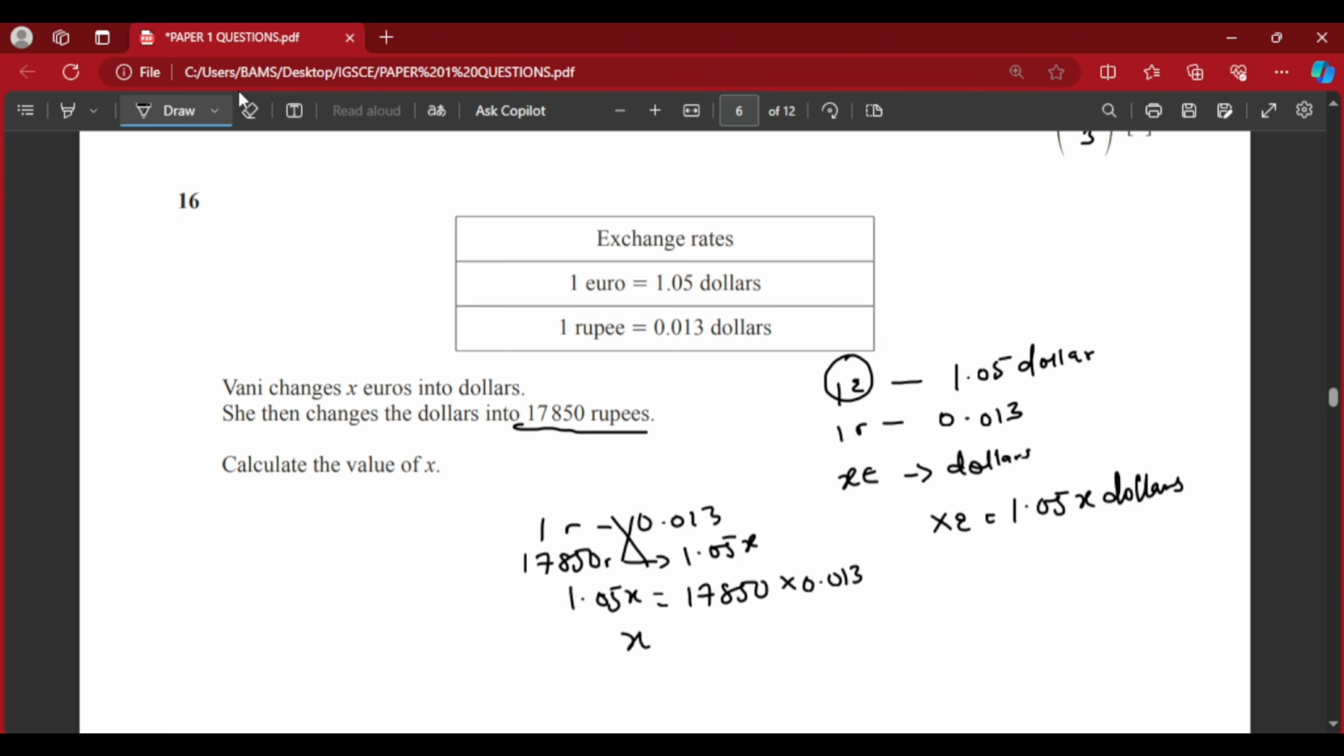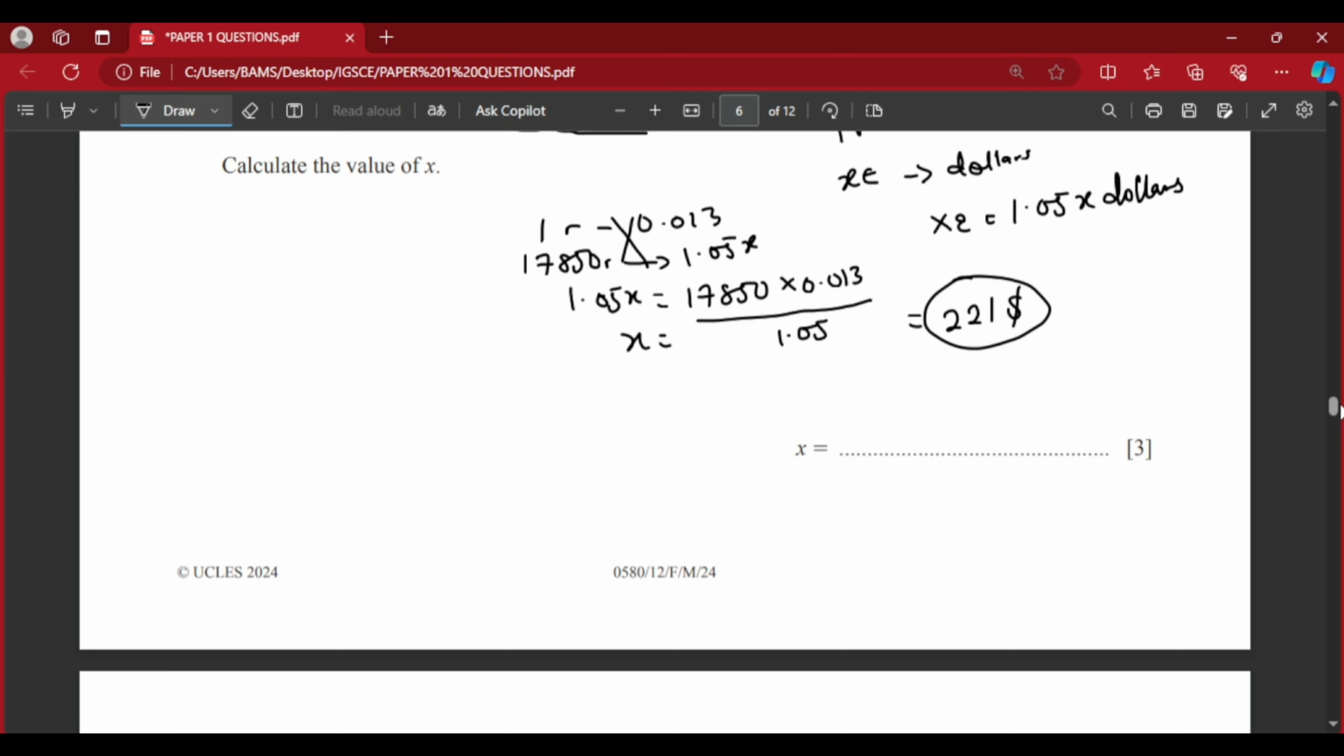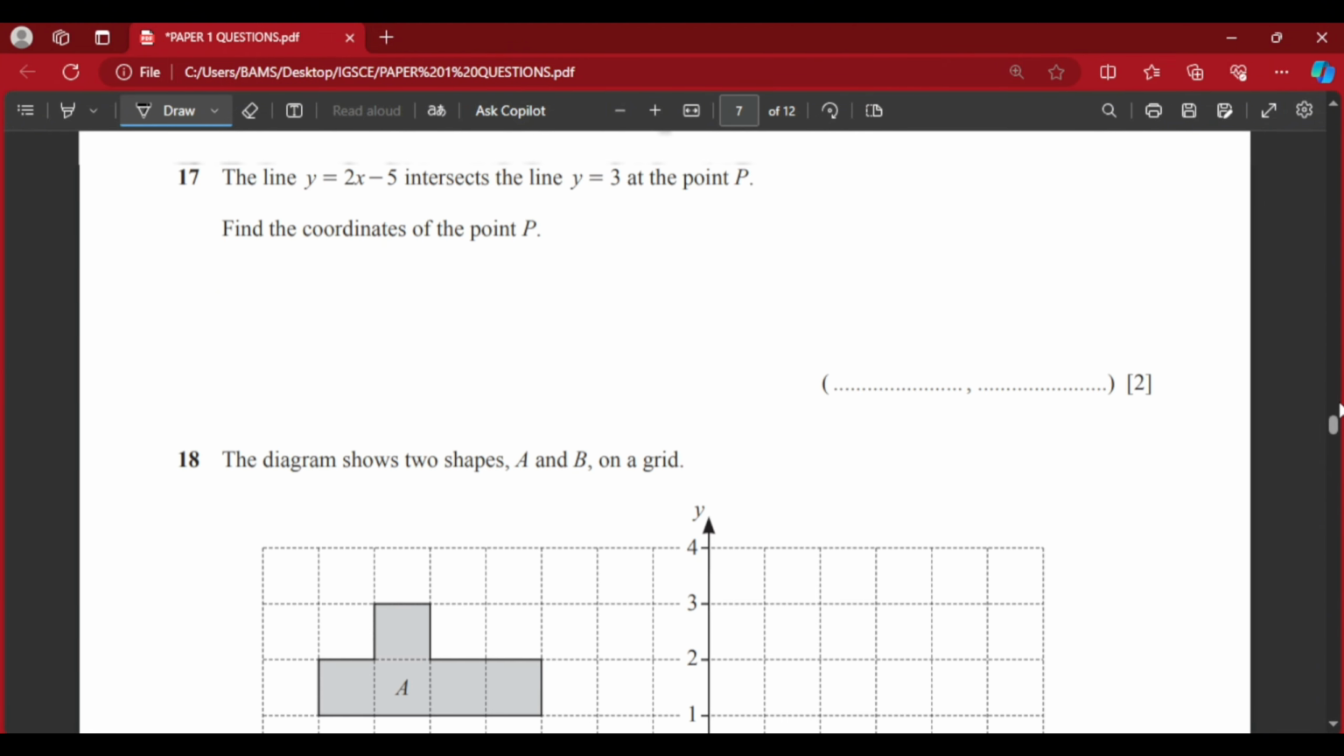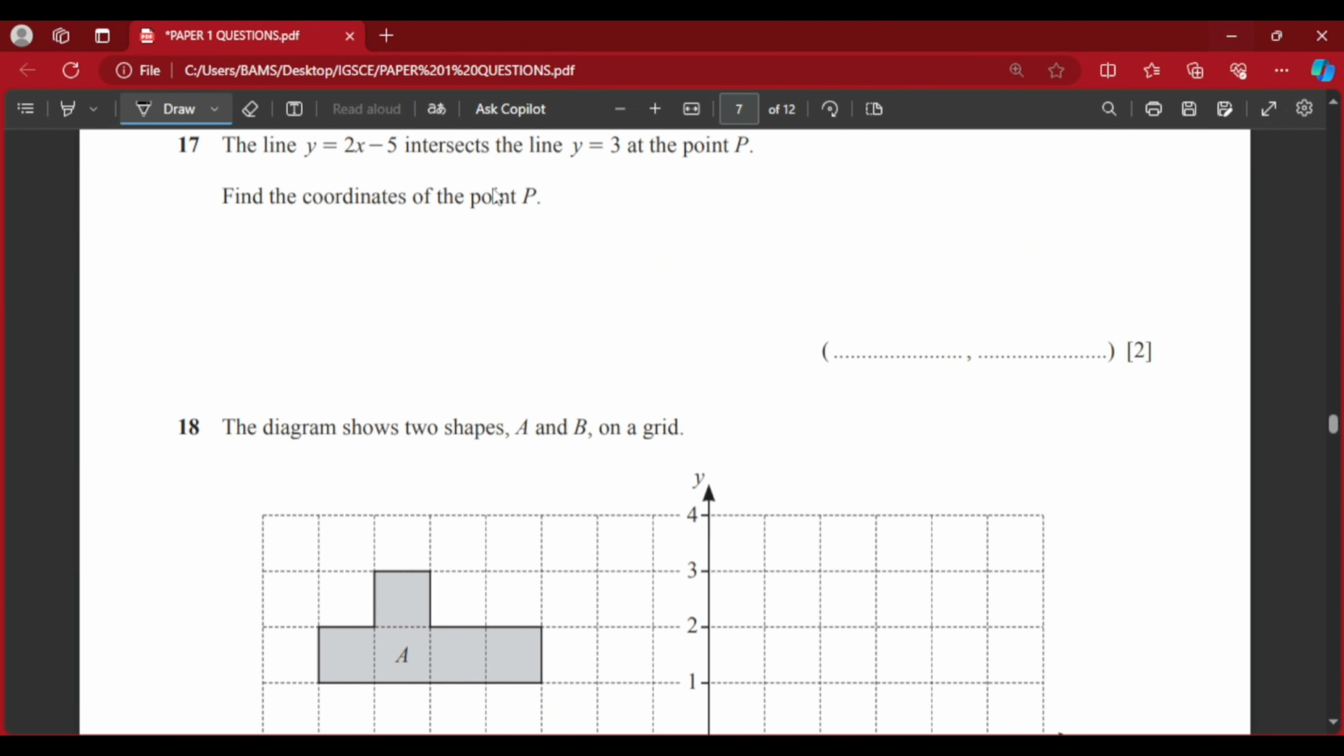So x will now be the whole of this divided by 1.05, and that should give me 221. I should check it very well, right? So that will be the answer for that particular one. Just conversion basically. So my answer for x will be 221. Okay, so that's question 16. So let's solve question 17 quickly without wasting time.